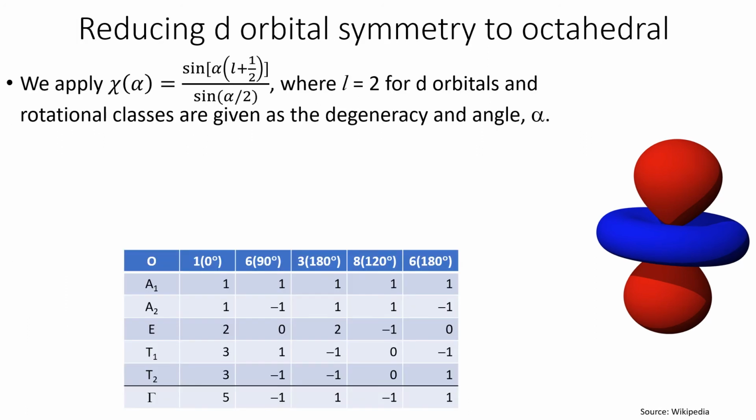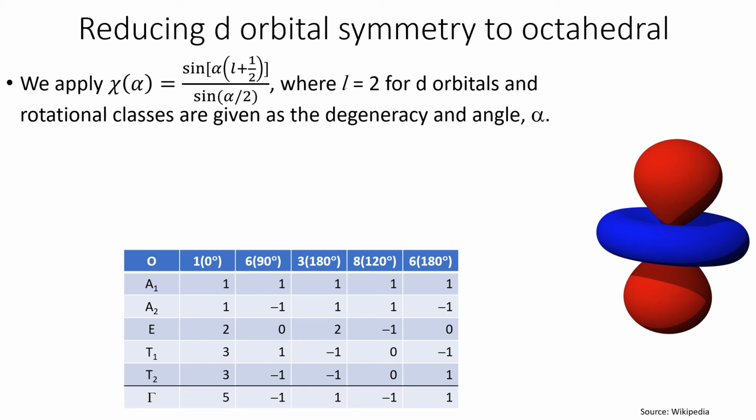Now we can apply that sine formula to this reduction of the symmetry. So you see this formula here is going to be for L equals 2 because we're dealing with d orbitals, and it's for the angle of rotation alpha. And so because we're trying to get a representation in octahedral symmetry, and we're just using the rotations in octahedral symmetry, then all we need to do is just consider what the angle alpha is for each of the rotations in octahedral symmetry. And so in the group theory table I've written there, the character table, rather than writing the normal symmetry elements there, I've just written them in terms of the rotation.